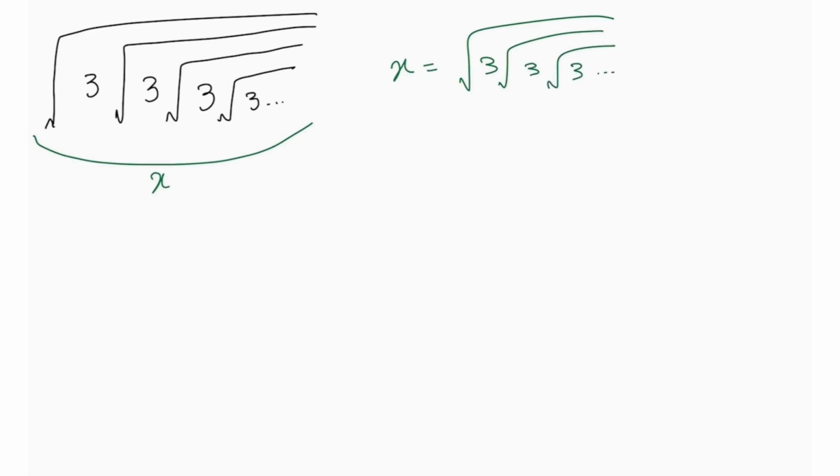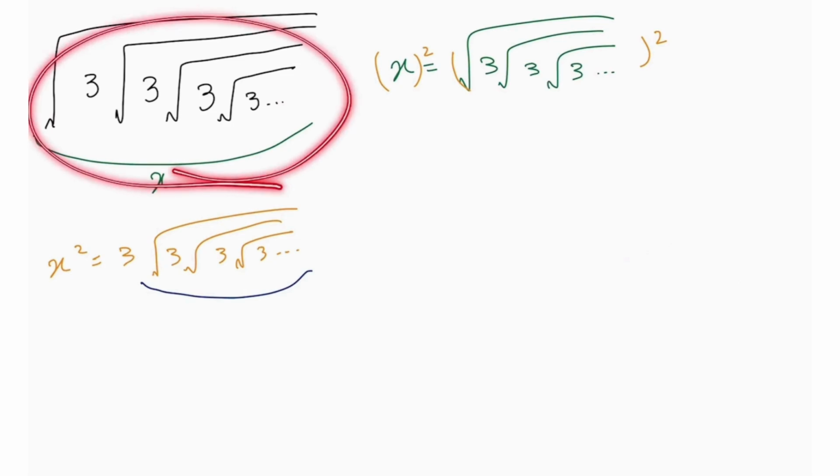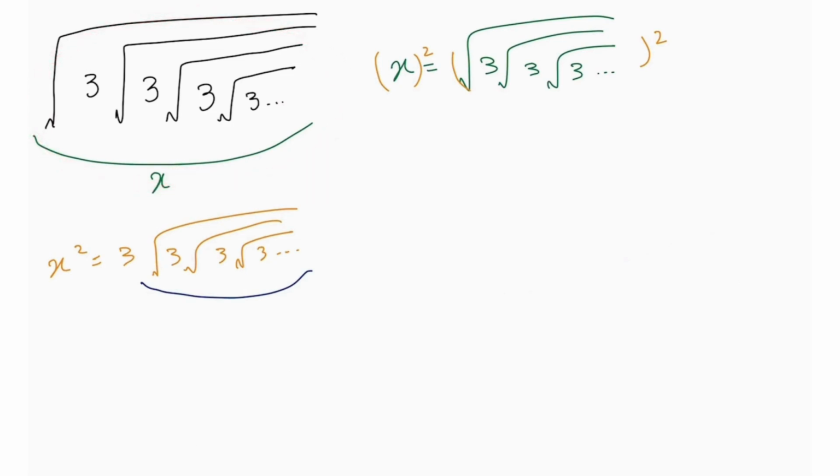And then I'm going to bring both sides of this equation to the power of 2. So then I have x to the power of 2 is equal to 3 times under root of 3 times under root of 3 times under root of 3 and so on. Does this look familiar? Yes, this is exactly the same as what we had up here. So I can just call this x again. And I have x to the power of 2 is equal to 3 times x.